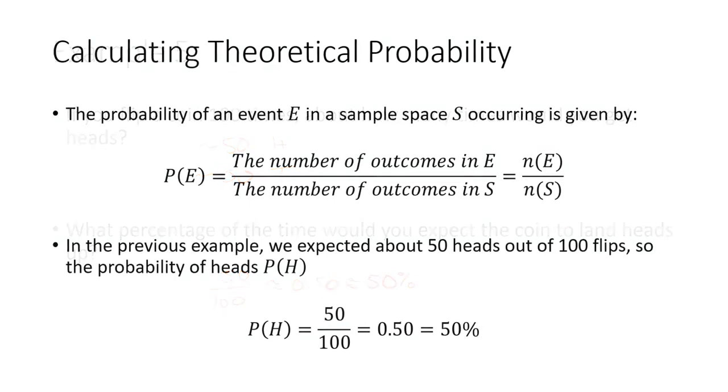We use a coin flip as an example because it's a simple example of just two possibilities, and because it's something you're familiar with. But in general, the probability of an event E in some sample space is just given by the number of outcomes in E, how many different ways it can happen, divided by the total number of outcomes in the sample space, the total possibilities. And so, as we saw in the previous example, to find the probability of heads, we expect that there would be about 50 heads out of 100, which is 0.5 or 50%.